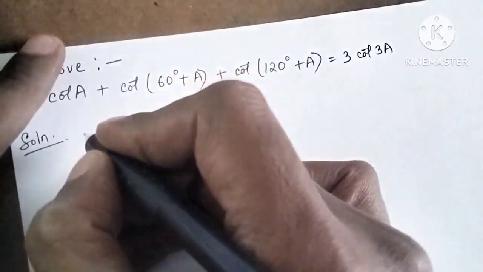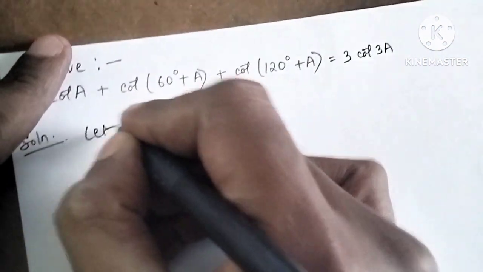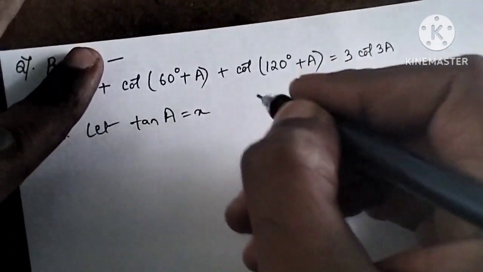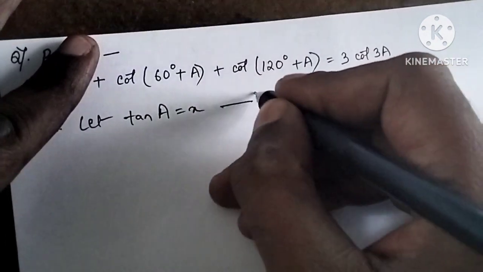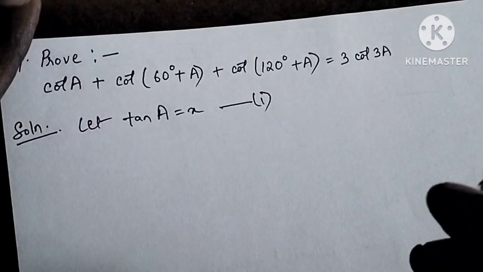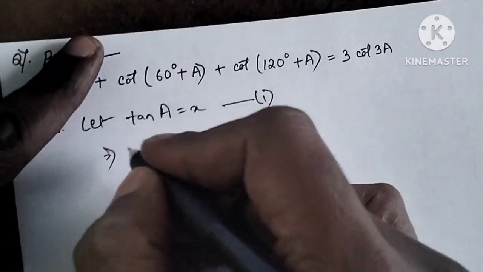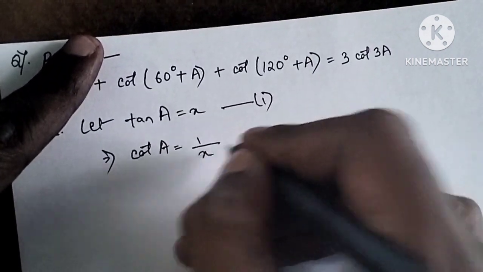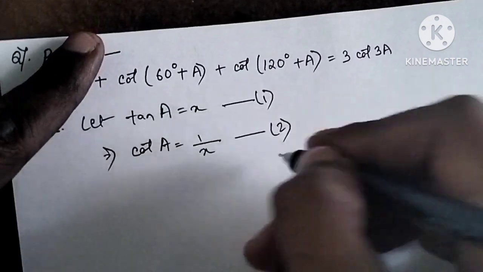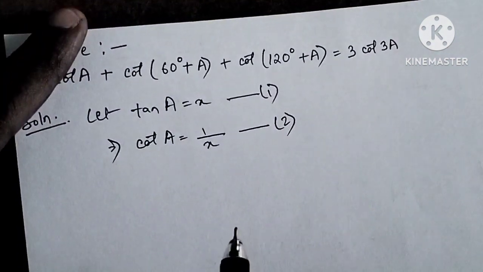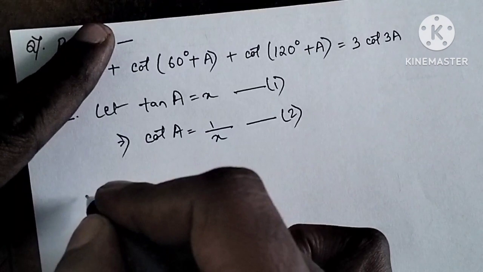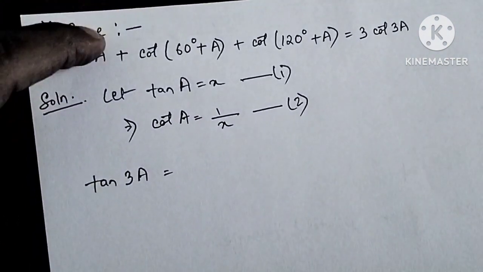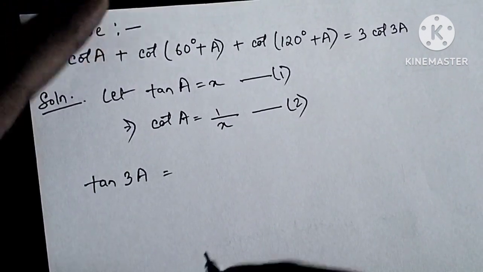Clear? So first let us assume tan A is equal to x. Name it as equation 1. So cot A will be 1 by x. Name it as equation 2. Now we will try to find tan 3A. What is the formula of tan 3A?